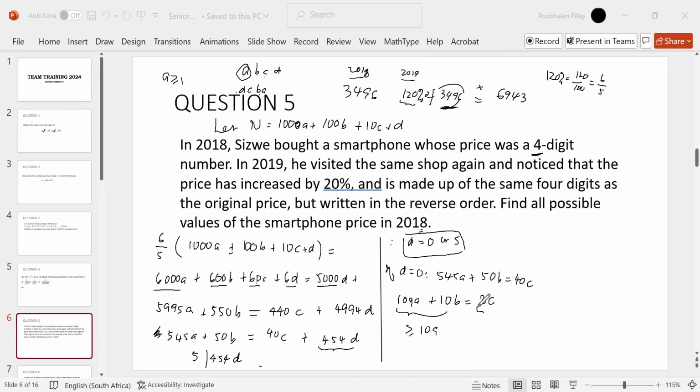On the right-hand side, the largest value you can have for C is a digit, 9. And that's less than or equal to 8 times 9, which is 72. So you can't have this. This is impossible. The left-hand side is always greater or equal to 109, and the right-hand side is always less than or equal to 72. So it's impossible. So D equals 0 doesn't work. It'll give you no solutions.